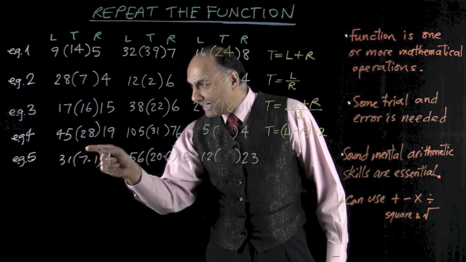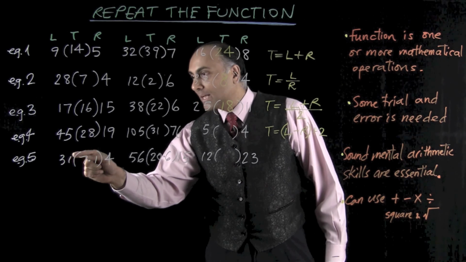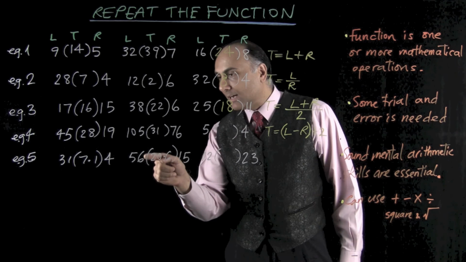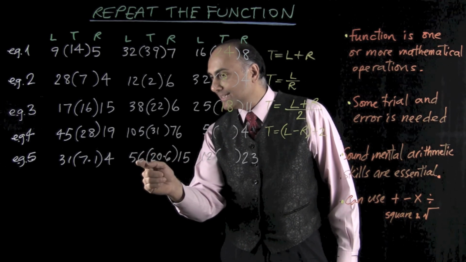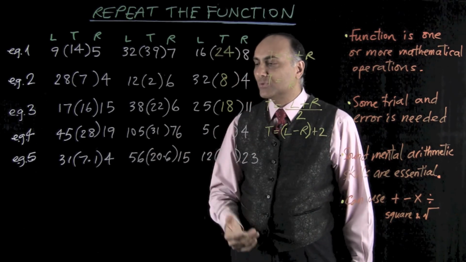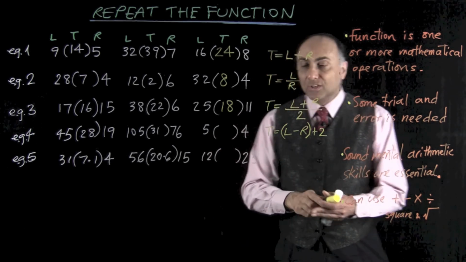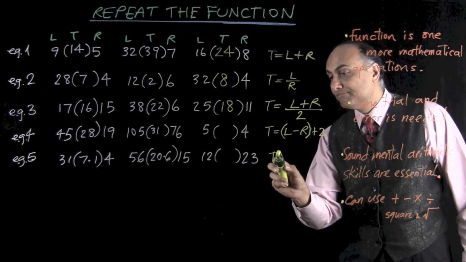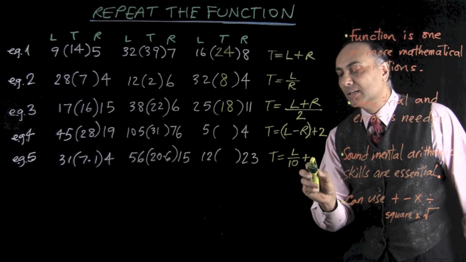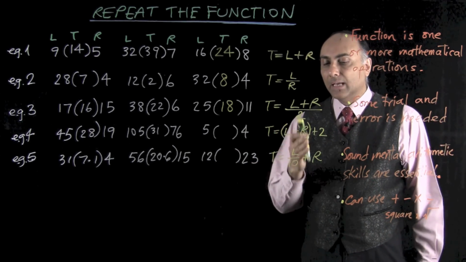So if I were to divide the left number by 10 here, I'd get 31 divided by 10 is 3.1. And then if I add the right number, I get my 7.1. Try the same thing here. 56 divided by 10 is 5.6. Add that to the 15 and we get the 20.6. So it's actually quite straightforward once you've come across one question like it. So the function would be written as left number divided by 10, add the right number. So t equals L over 10, add R.